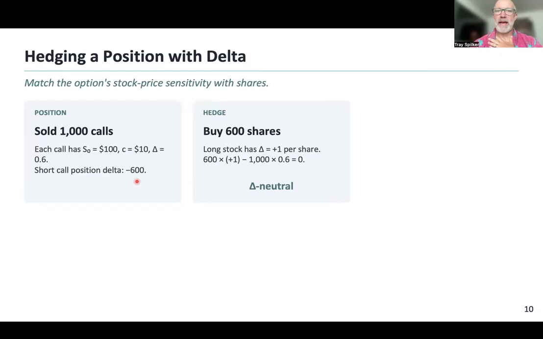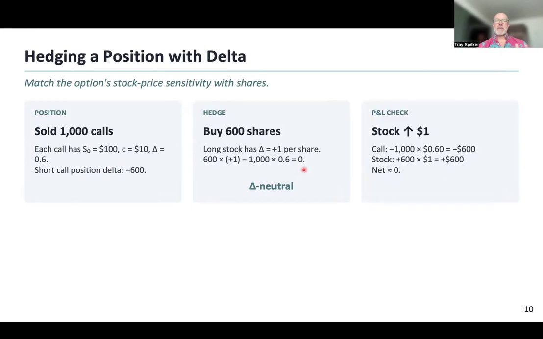That is, all we have to do is buy 600 of the underlying shares because we know that a long stock has a delta equal to 1, right? And so that effectively nullifies our exposure because, again, our exposure is 1,000 written call options, hence the negative sign here, times the delta of 0.6. And here's the long position in the shares that we just bought. 600 shares times a delta of 1 gives us a delta neutral hedge, right?